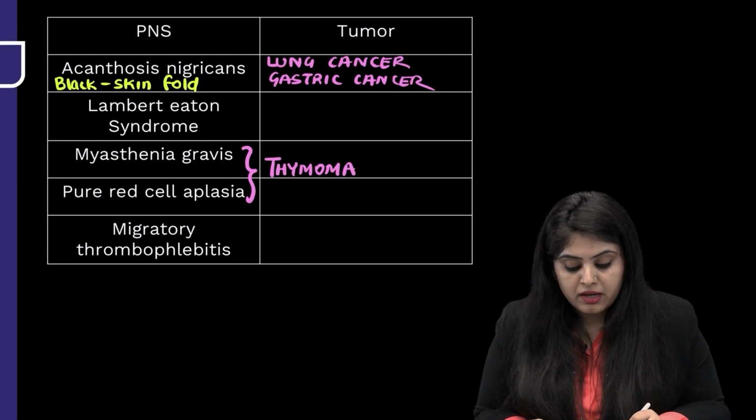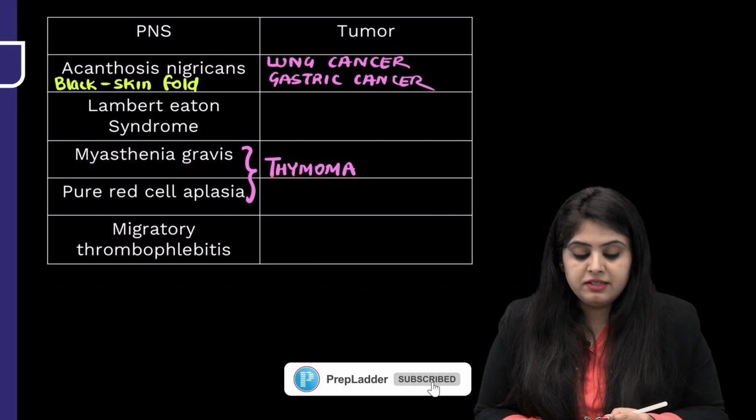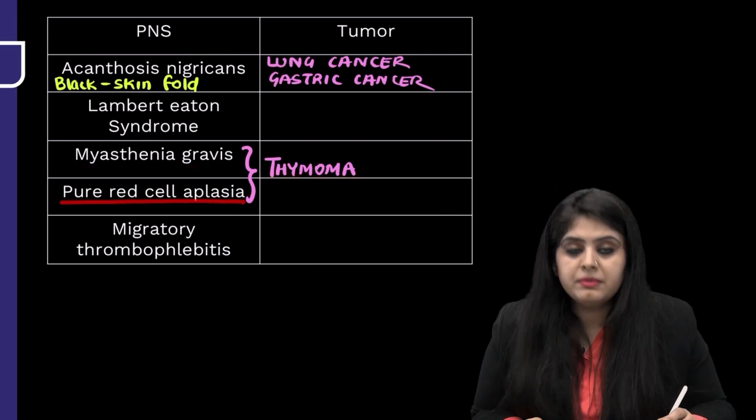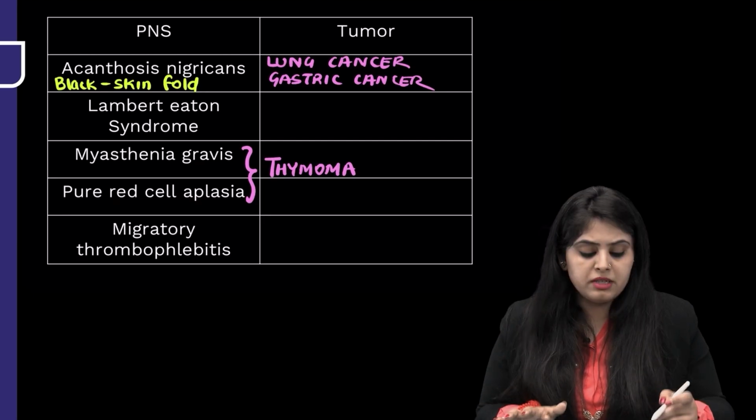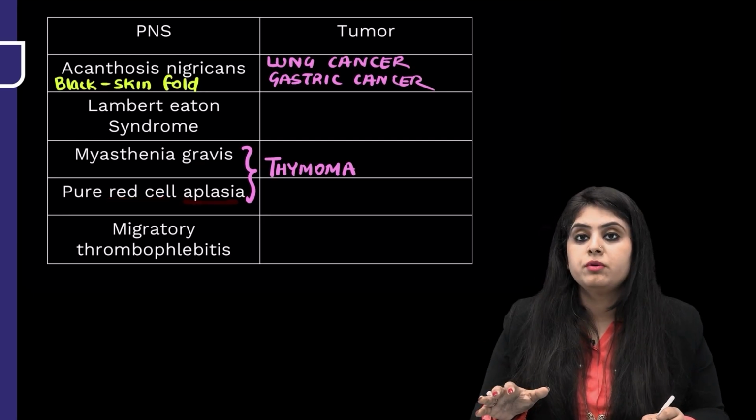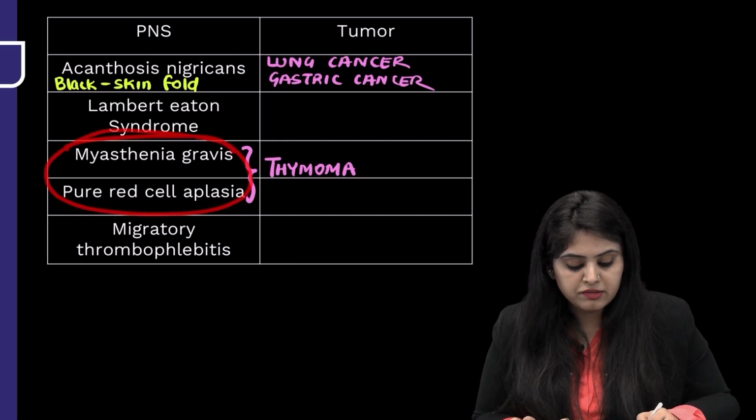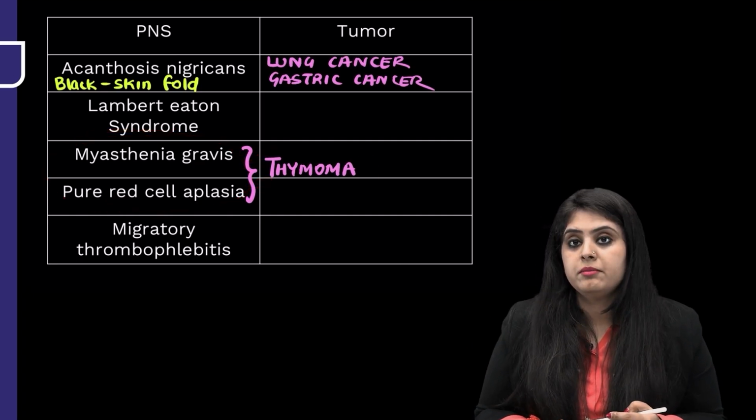That is thymoma. Remember, thymoma shows you which neurological problem? Myasthenia gravis. And which bone marrow problem? Pure red cell aplasia. What is the meaning of this? Red blood cells not being formed. Red blood cells will not be formed. So myasthenia gravis and pure red cell aplasia are features of thymoma.